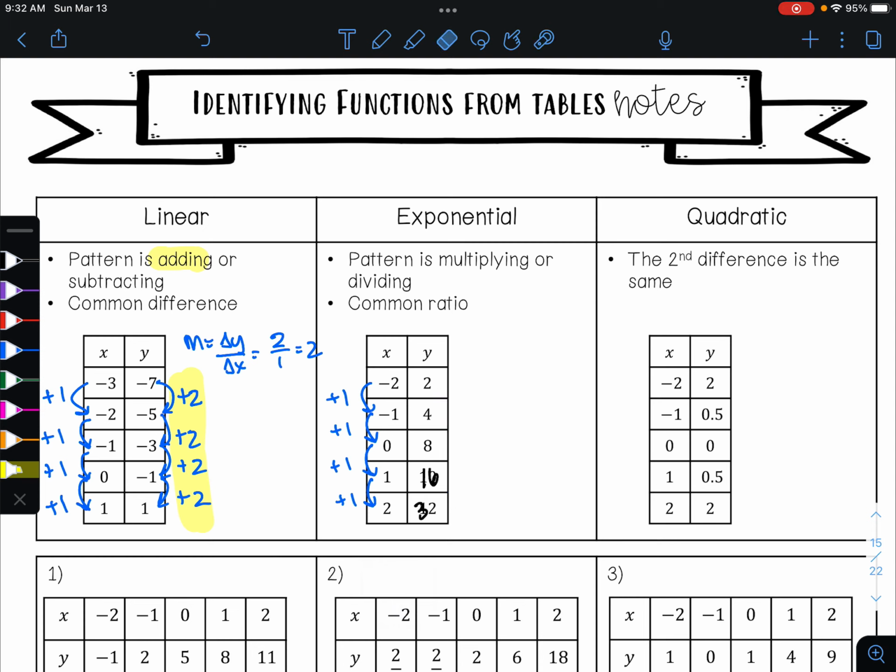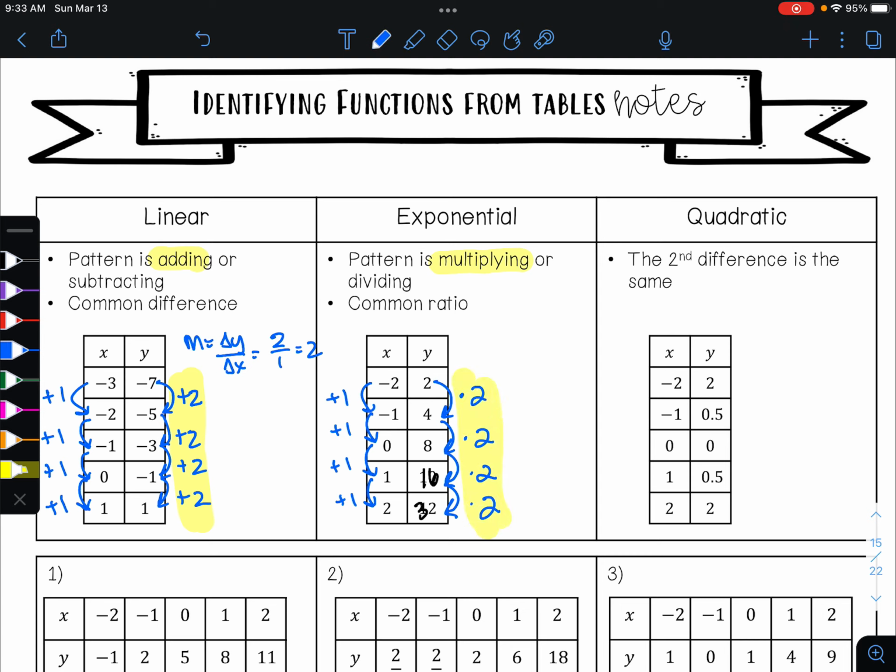So let's try a different pattern. So let's see. To go from 2 to 4, I can also multiply by 2. To go from 4 to 8, multiply by 2. 8 to 16, multiply by 2. And 16 to 32, multiply by 2. So here, this one is exponential because we are multiplying by 2 every time.